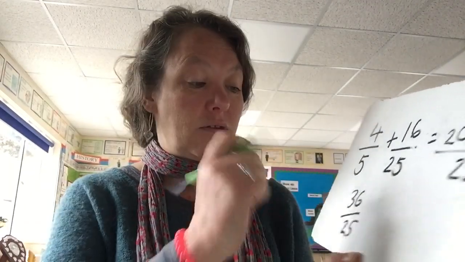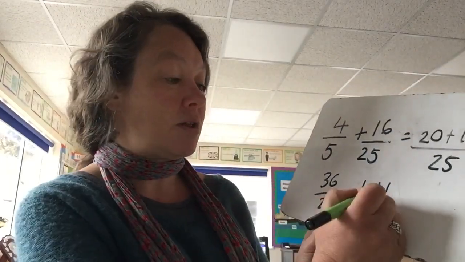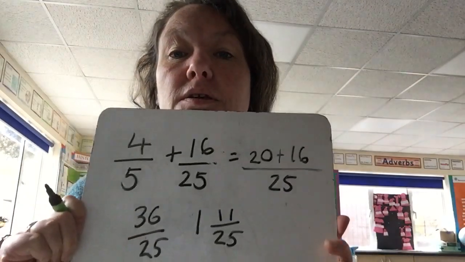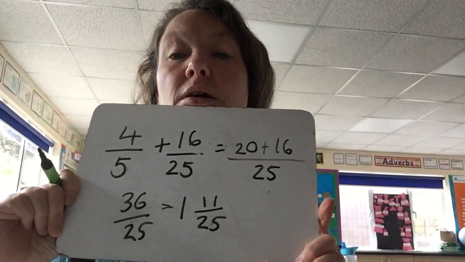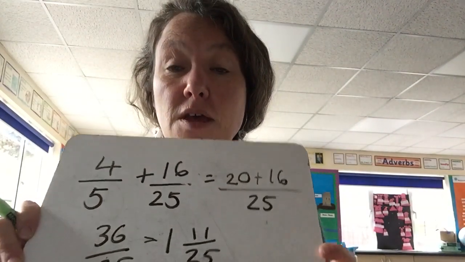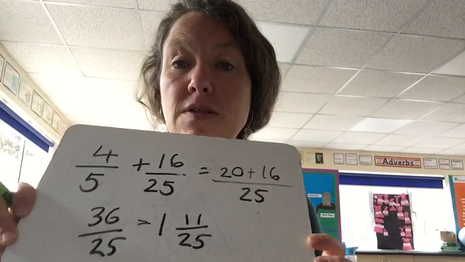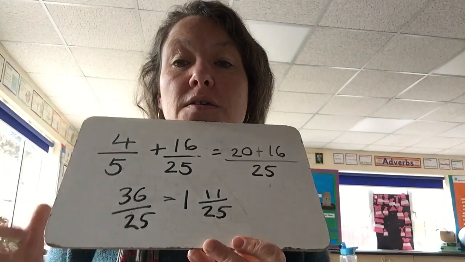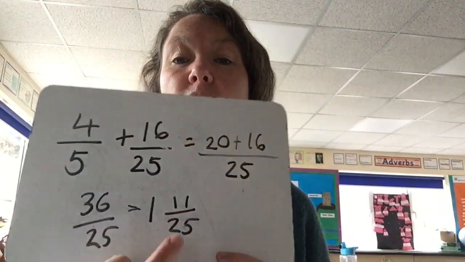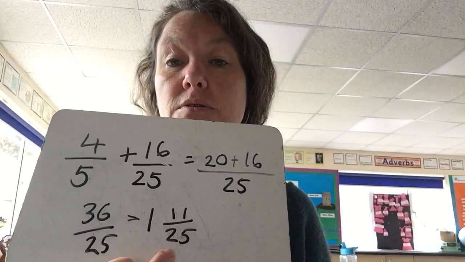Okay, so 25 into 36 goes 1, remainder 11. So we put 11 at the top and 25 underneath. Okay, so that is your final answer. And while there's nothing wrong with having top-heavy or improper fractions as your answer, it's always good practice to convert them into mixed numbers. If you left your answer like that, it wouldn't be wrong, but it would be better like this one.